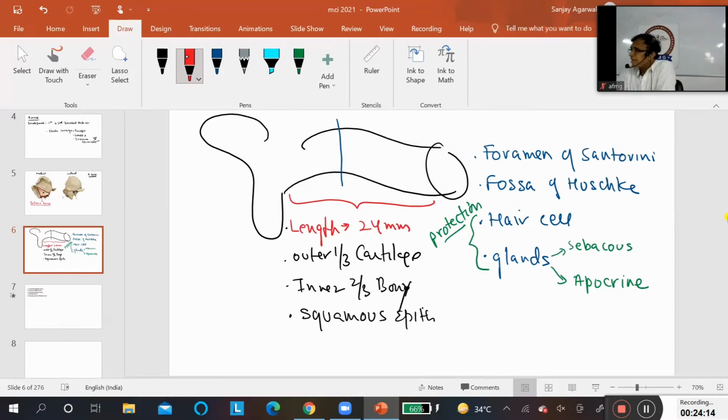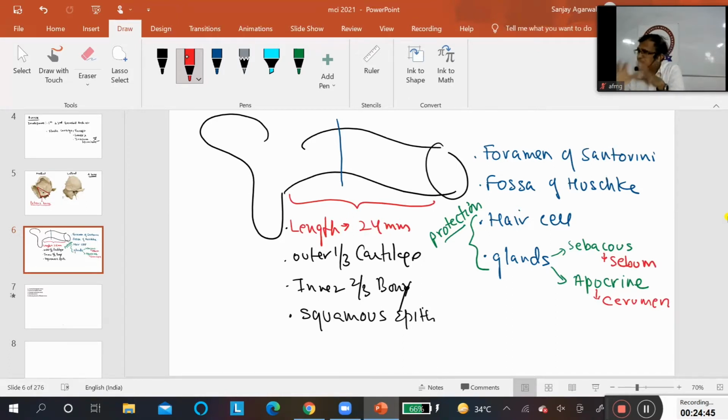And since they are glands, they will have secretions. So which gland secretes what is the next thing. Sebaceous gland, the name will tell you, secretes sebum. And the apocrine gland secretes what is called cerumen. Sebum and cerumen are the two secretions inside your canal.